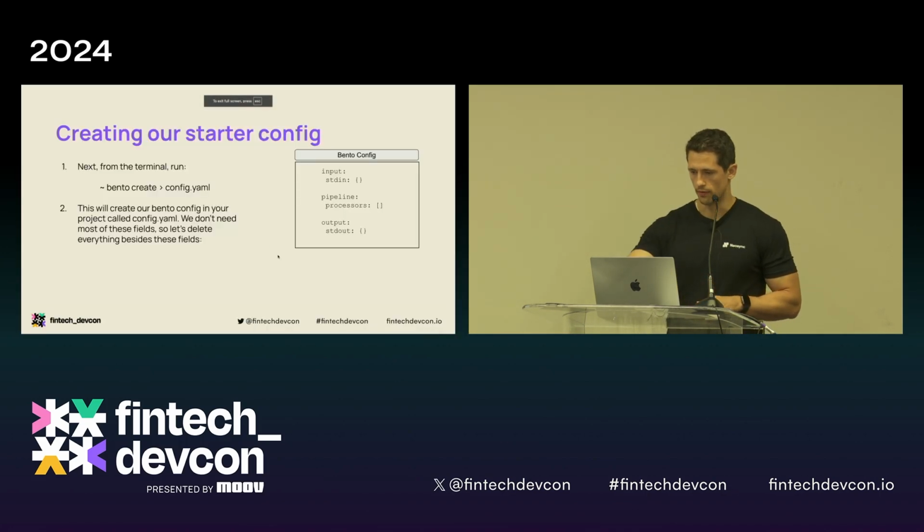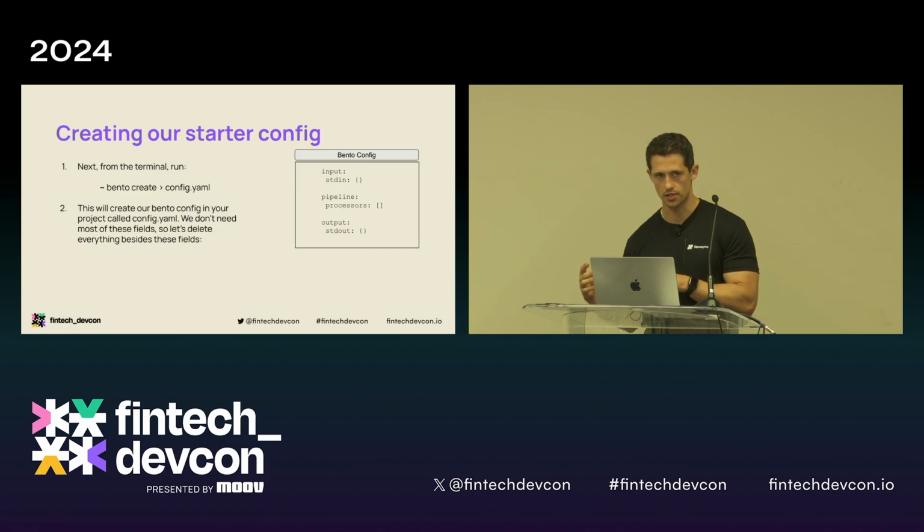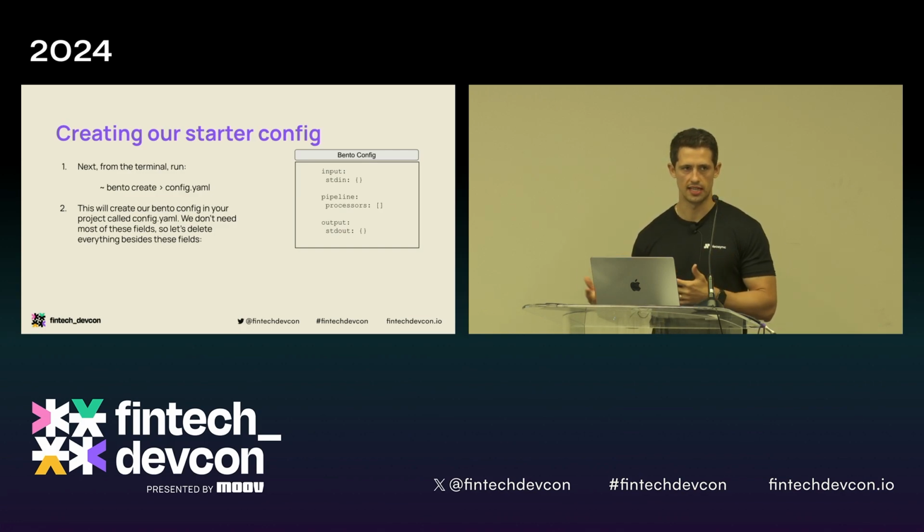On the right-hand side, we have this Bento config. Like I mentioned, Bento is declarative. It is structured into three different sections: we have an input, a pipeline, which has an array of processors, and an output. The most basic version you could create takes in some input from standard in, has a pipeline with no processors, meaning you're not transforming the data in any way, and then has an output that writes directly to standard out.